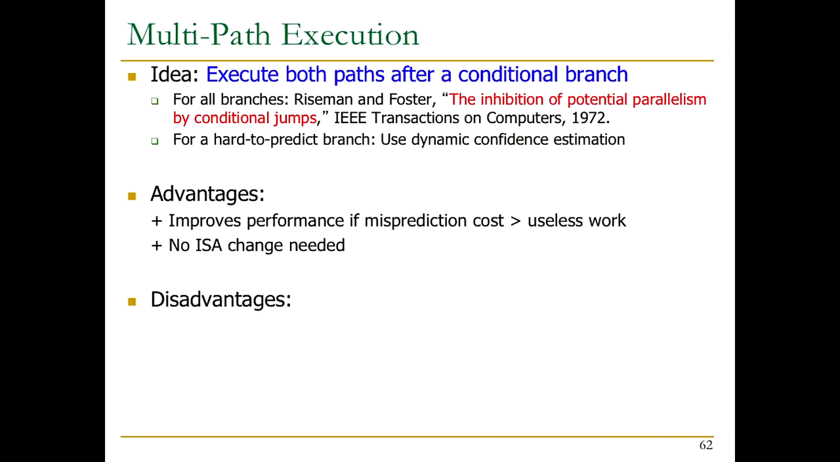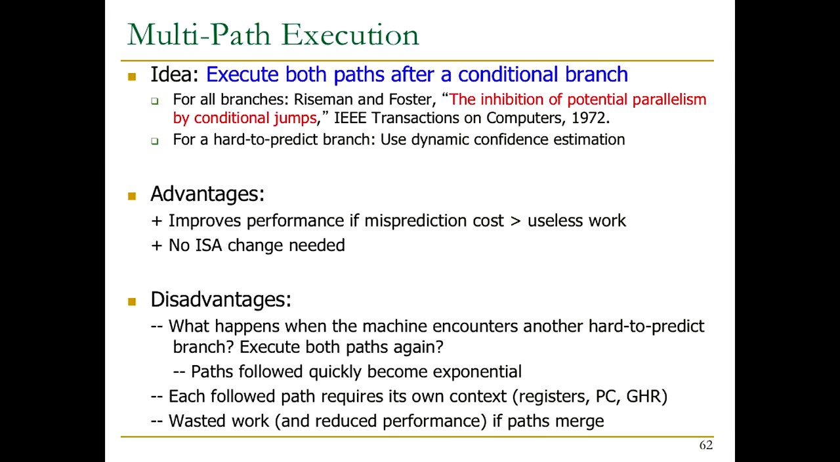And in fact, if you keep going down many, many branches, you may have many, many sets of registers. Okay, disadvantages. I just told you, actually, what happens when the machine encounters another hard-to-predict branch? Do you execute both paths again? Now you're increasing your paths exponentially. Paths followed can quickly become exponential if you have a lot of hard-to-predict branches.